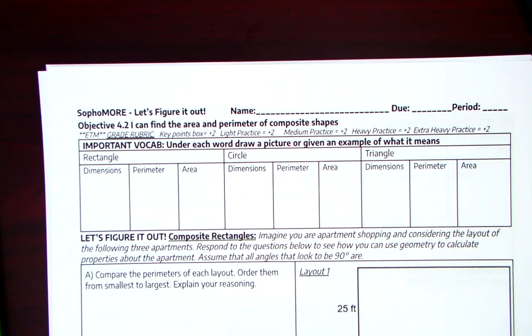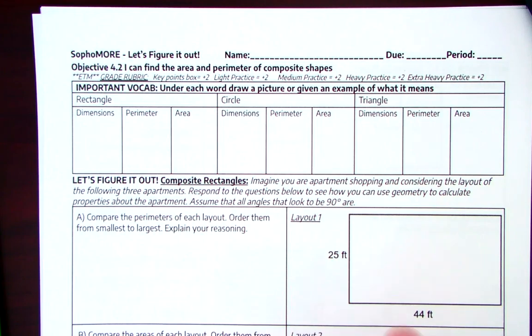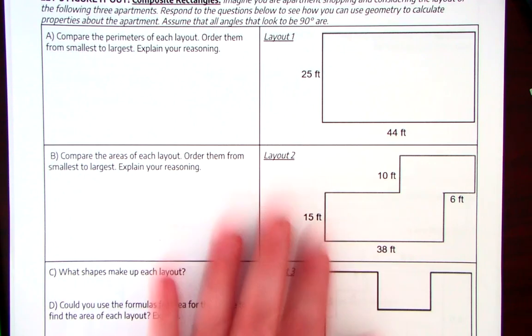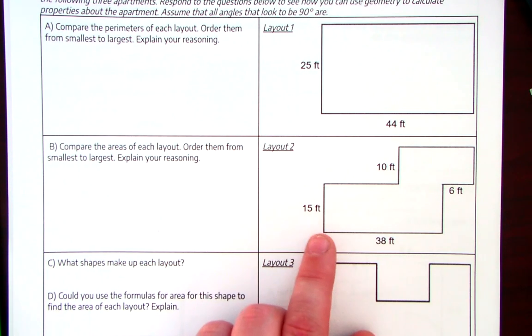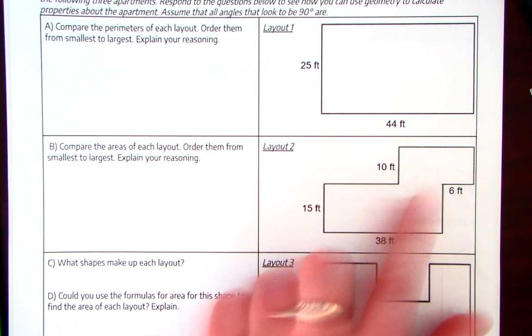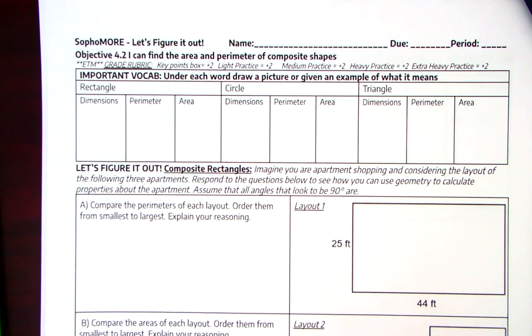This lesson is being able to find the area and perimeter of composite shapes. Composite shapes are basically shapes that are built out of more than one shape. We've been discussing in the lesson before this how to find area and perimeter of just a rectangle. But if we think about layouts like this, where we can split this figure into more than one rectangle, that's the goal of this lesson.